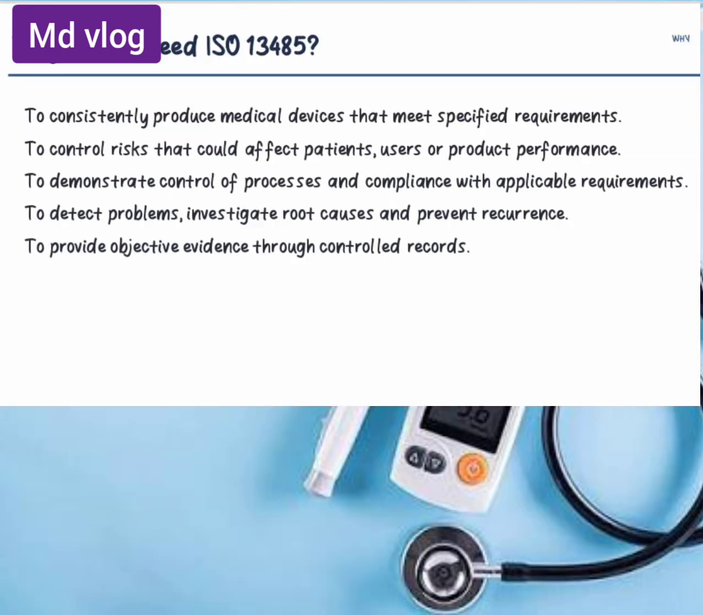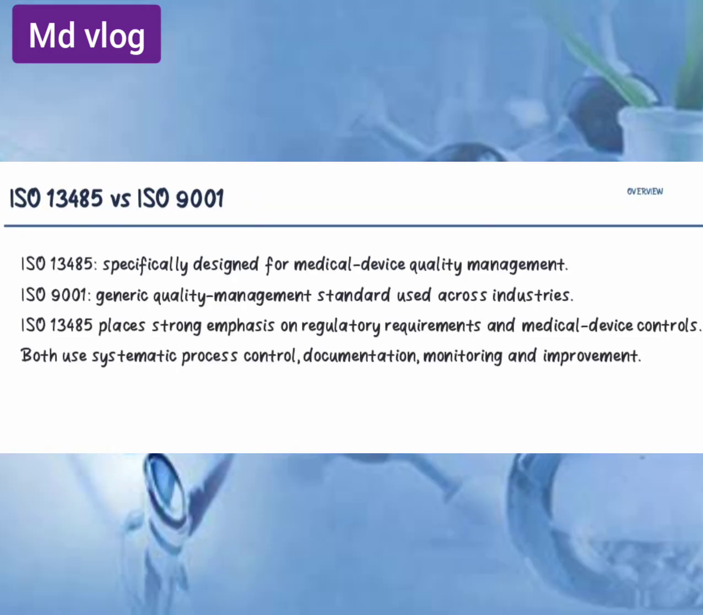Then why do we need ISO 13485? The purpose is not just to find mistakes, it is to build a system that reduces the chance of mistakes happening. Give a simple example. An incorrect component can affect the device performance, so supplier, production and inspection controls are needed.